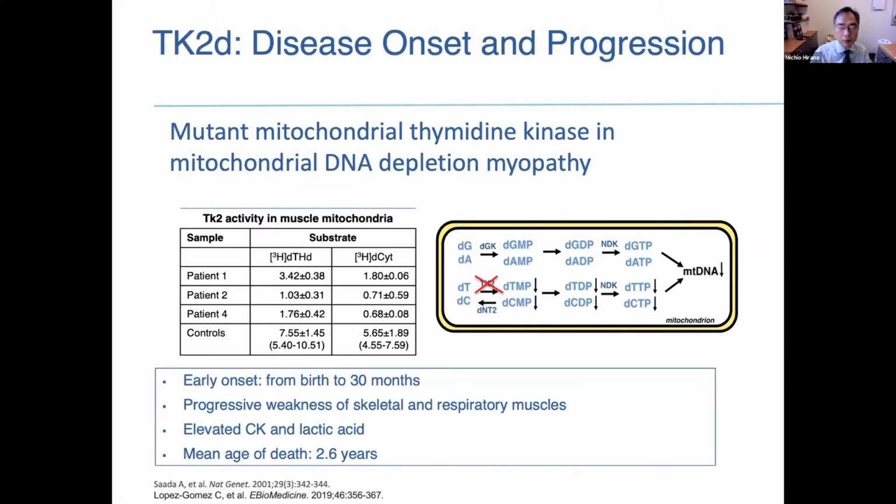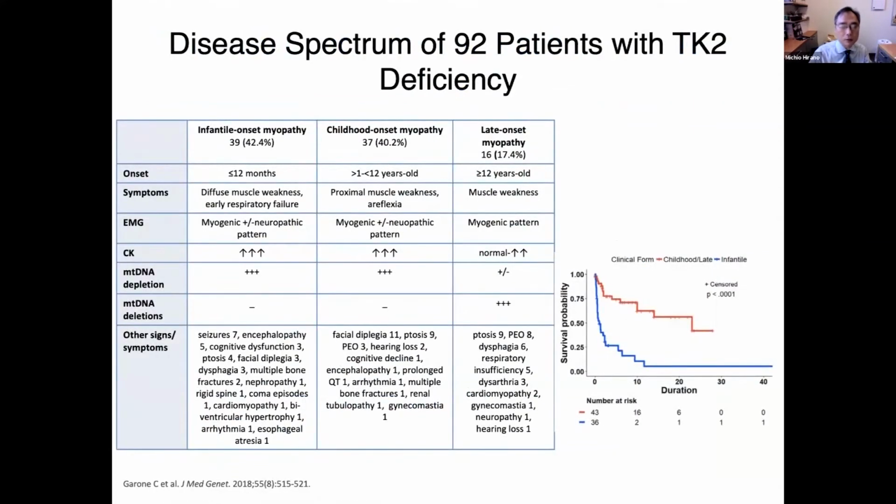Subsequently, many other groups identified patients, and this is a review put together by Katerina Garon a couple of years ago, in which she summarized the literature and identified quite a few additional new patients, so a total of 92 patients with TK2 deficiency. About 40% or so had infantile onset disease, another 40% had childhood onset disease, and another approximately 20% had late onset, adolescent or adult onset disease.